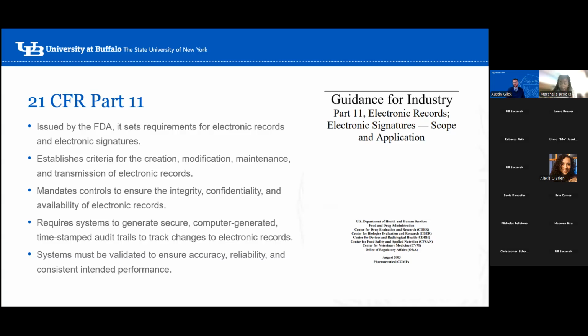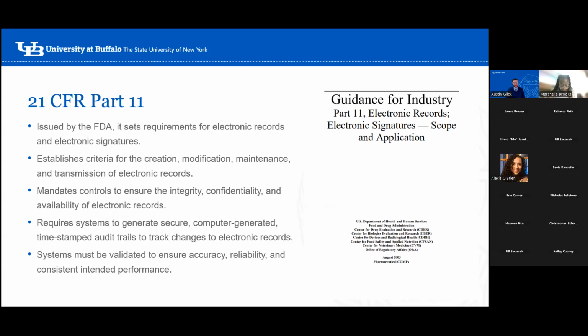And then systems must be validated to ensure accuracy, reliability, and consistent intended performance. So essentially, 21 CFR Part 11 oversees everything that's supposed to happen in an electronic data capture system, and then also how you sign off on things electronically. And so this is what EDCs are modeled after.